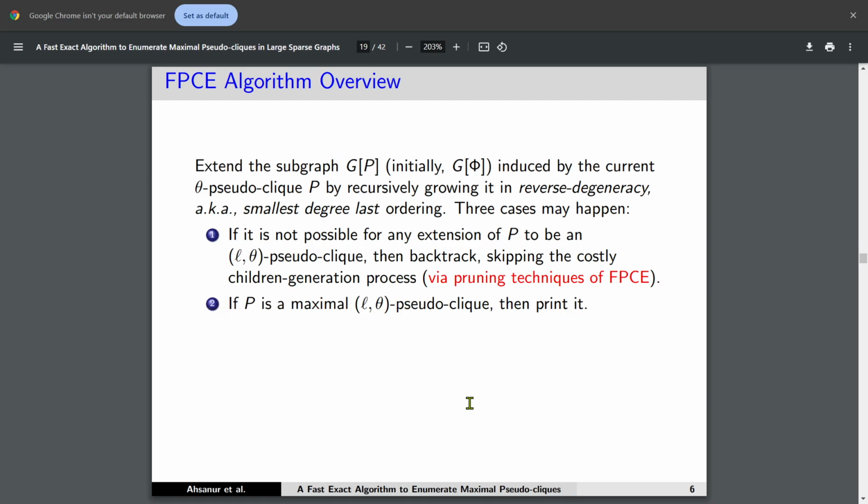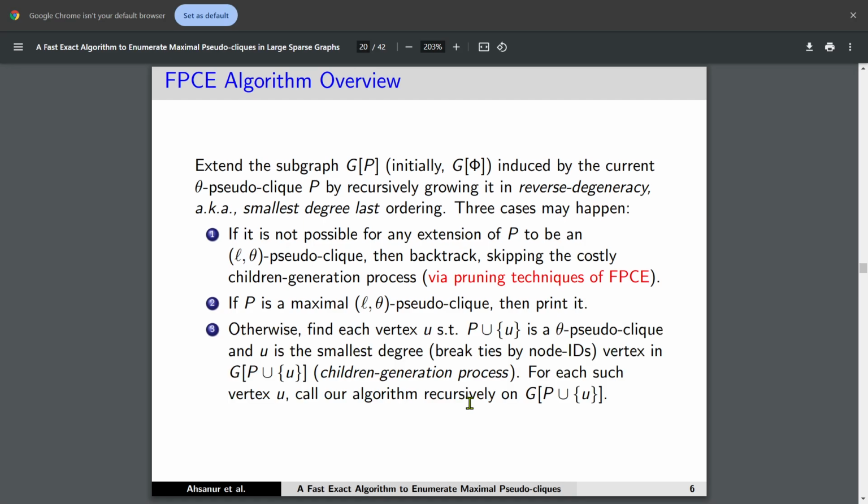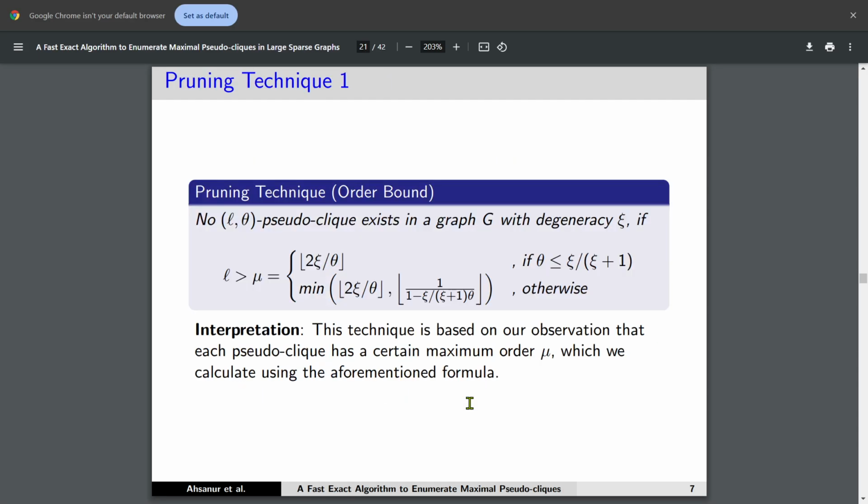Secondly, if the current pseudo-clique P is a maximal one, then we print it. Otherwise, we generate and exploit the children of P in the recursion tree. Our fast pruning technique, namely order bound, is based on our observation that each pseudo-clique has a certain maximum order that can be calculated by using this formula.